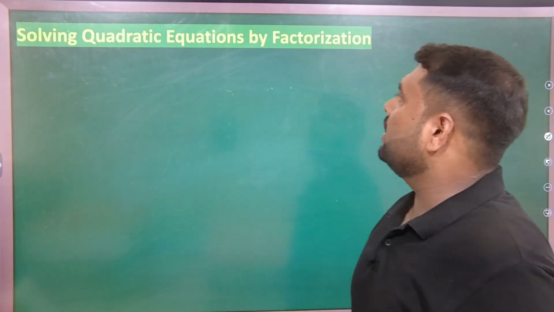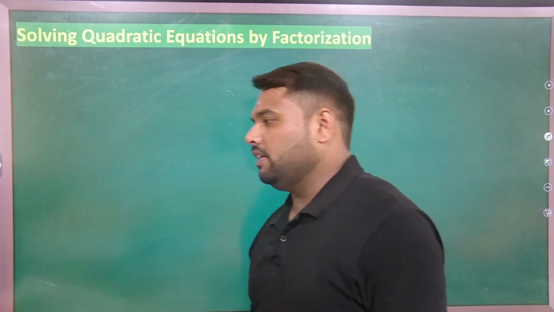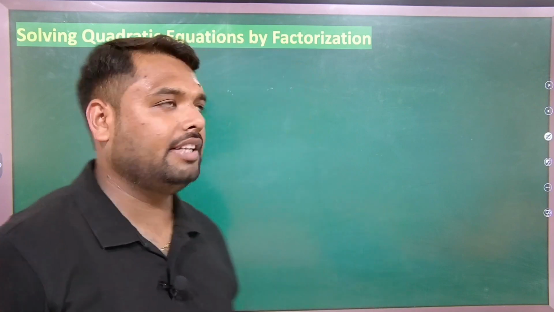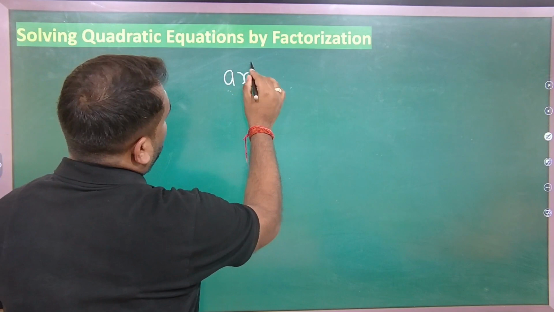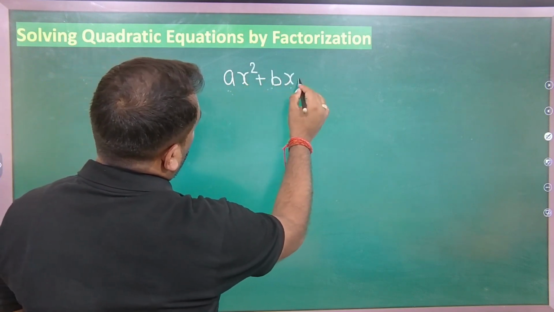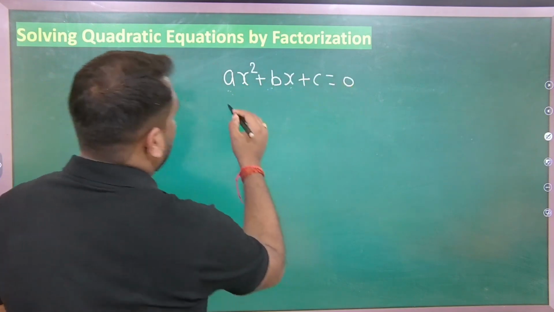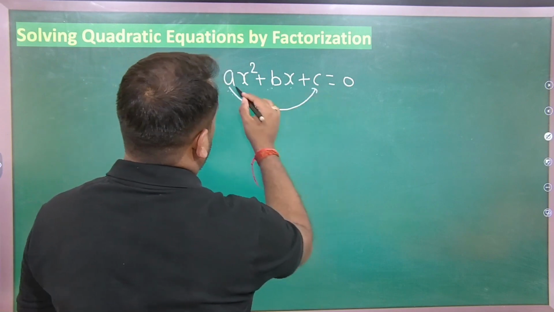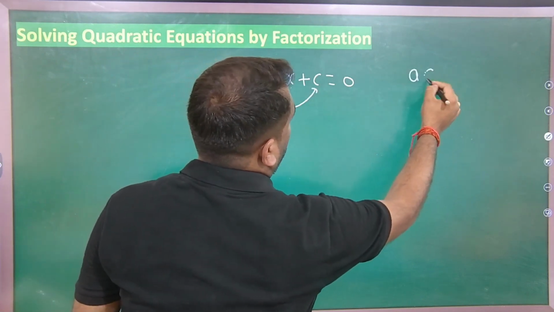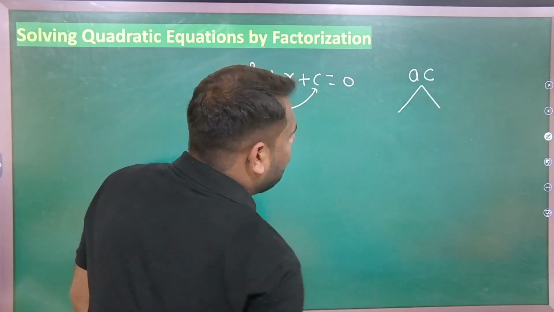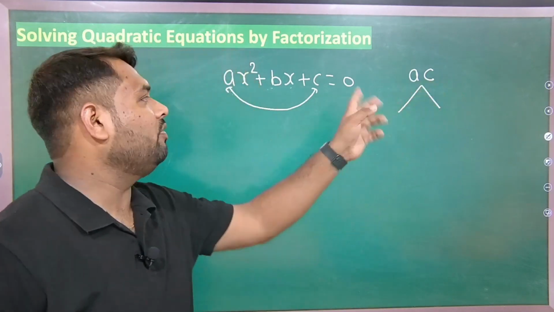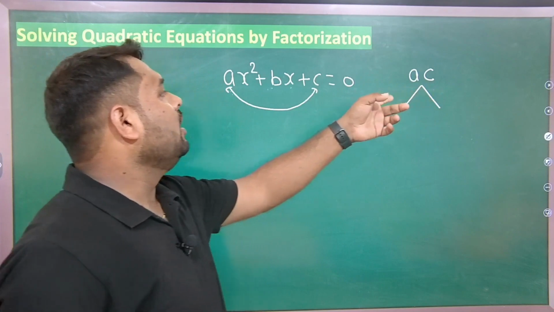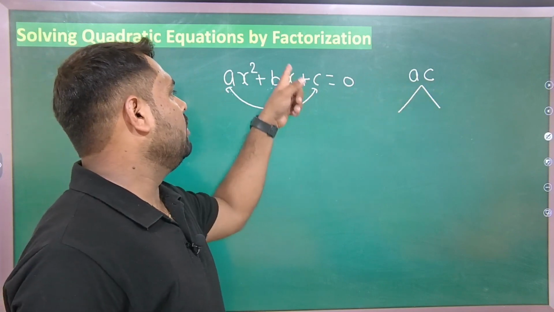Solving quadratic equation by factorization method. In this method, what we do is, for ax square plus bx plus c equals 0, we are going to multiply a and c, and then we will factorize the product ac in such a way that the sum or difference will be equal to b.